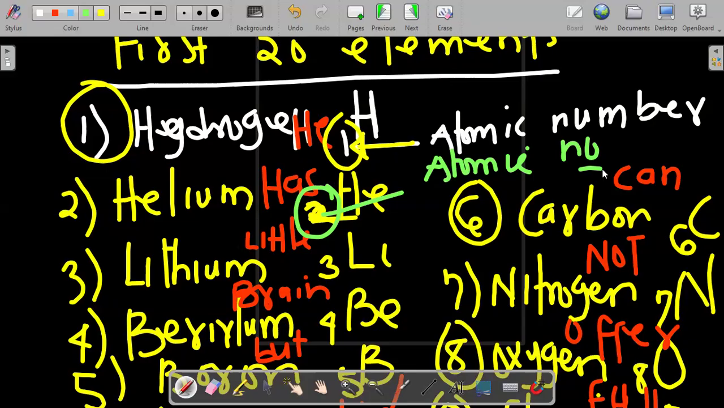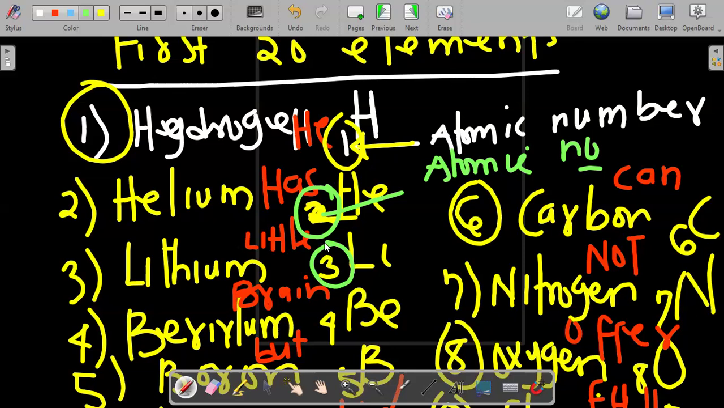So you say elements are arranged? Yeah, I say elements are arranged in order of increasing atomic number. That's why we are putting the atomic number into consideration. The third one is lithium. Lithium is number 3, just like that, down to calcium, which is number 20.